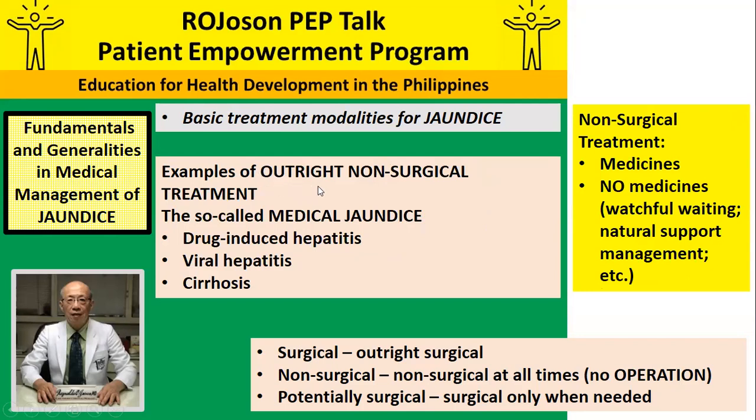Examples of conditions in which the treatment will be outright non-surgical are those with so-called medical jaundice. Examples are drug-induced hepatitis, viral hepatitis, and cirrhosis. So we don't operate on these three. We just observe. We just give medicine.